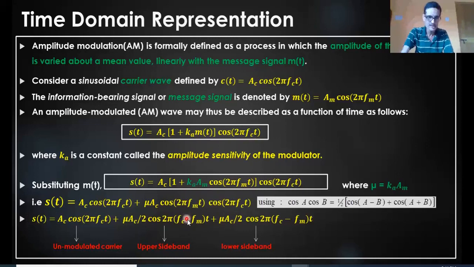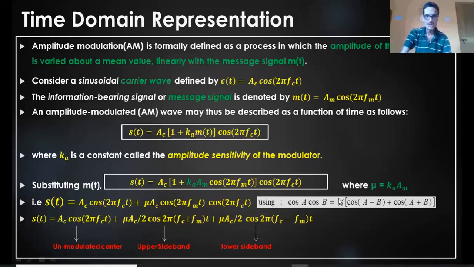That means instead of transmitting both the upper sideband and the lower sideband, we can eliminate one of the sidebands and transmit only one sideband. Such methods are called single sideband transmission. If you transmit only one sideband by suppressing the other sideband and the carrier, we call that method single sideband in case of AM.